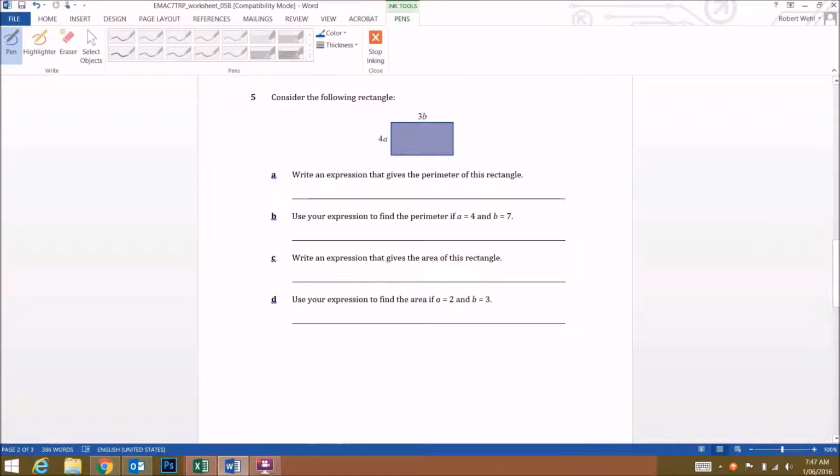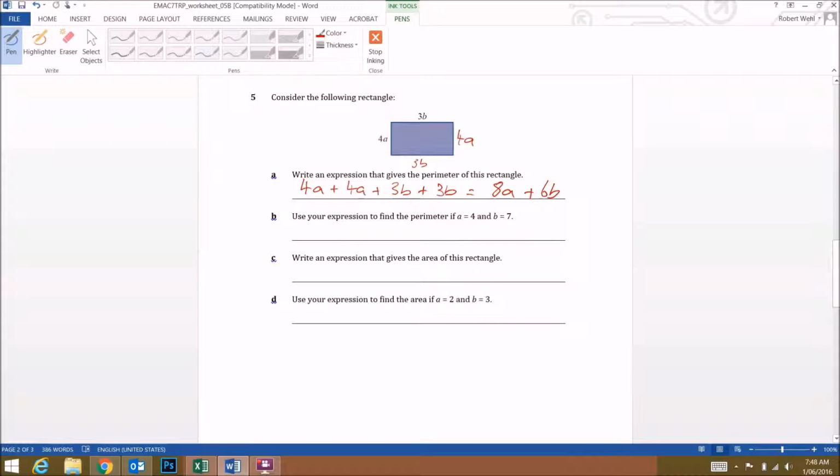Question 5, consider the following rectangle. Write an expression that gives the perimeter of this rectangle. So if we're finding perimeter, what we do is we add up all the sides. My expression would be 4a plus 4a plus 3b plus 3b. And here I could also put equals 8a plus 6b because I could simplify it. Either of those two would get you marks.